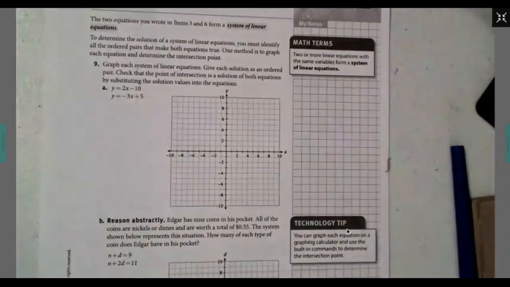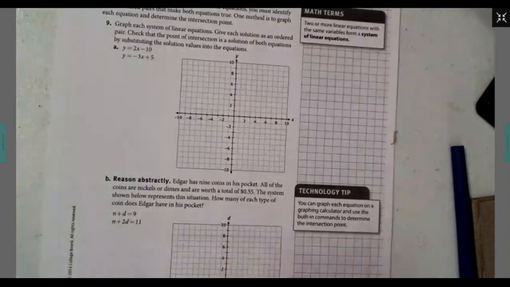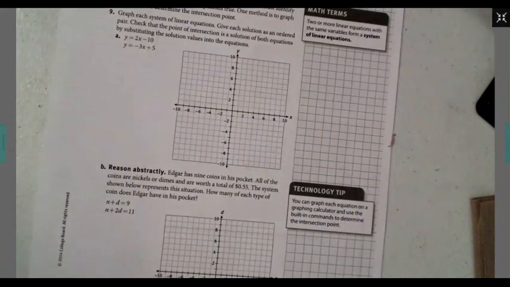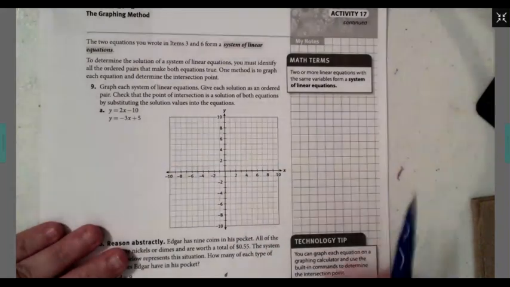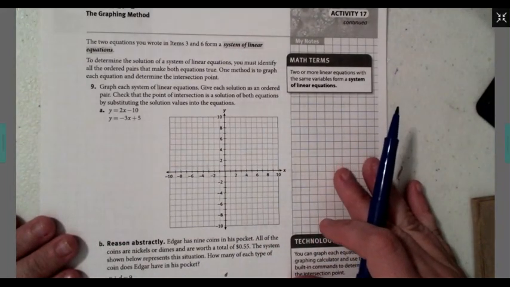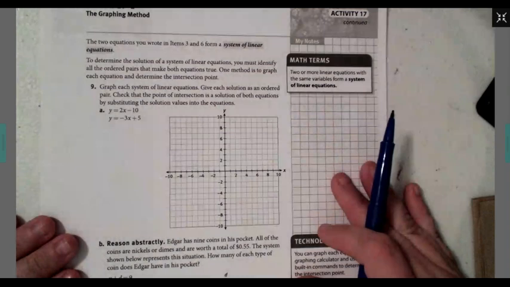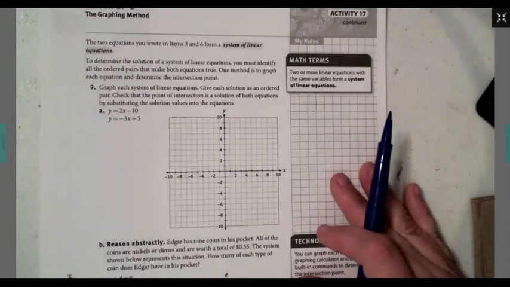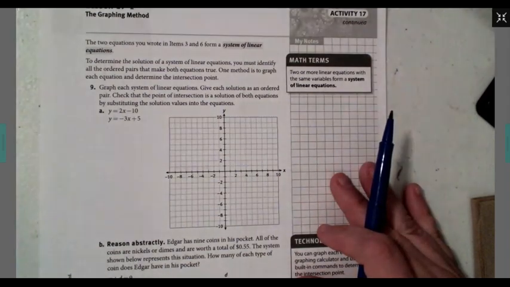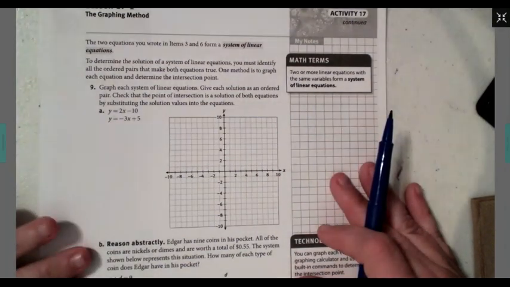Right, we are going to finish up our lesson with questions number 9 and 10. In this section, before you got to this, it said, the two equations you wrote in items 3 and 6 form a system of linear equations. To determine the solution of a system of linear equations, you must identify all the coordinate ordered pairs that make both equations true. One method is to graph each equation and determine the intersection point.